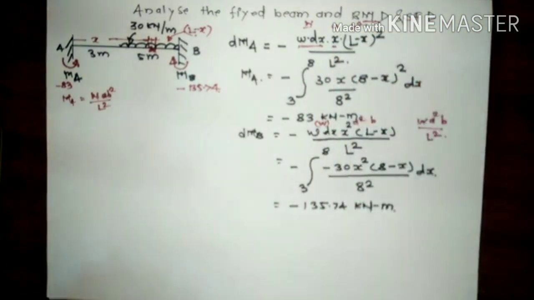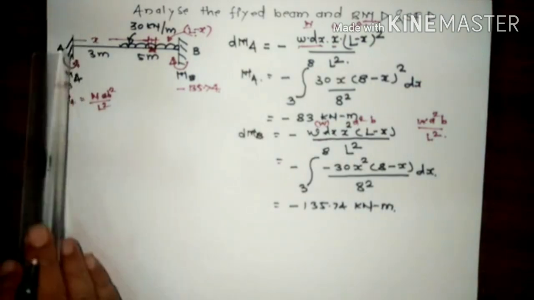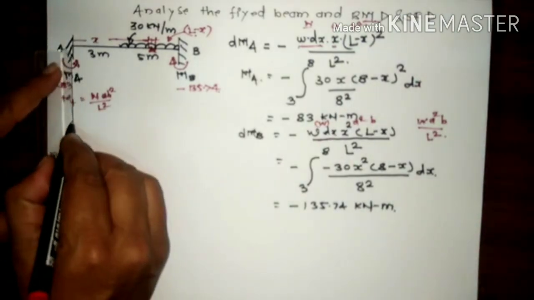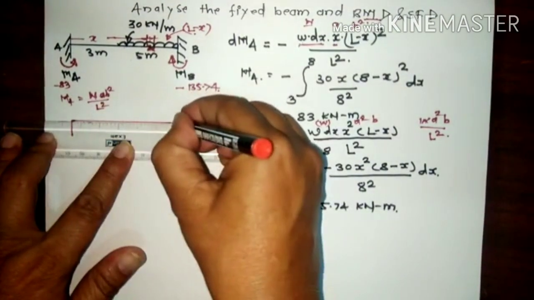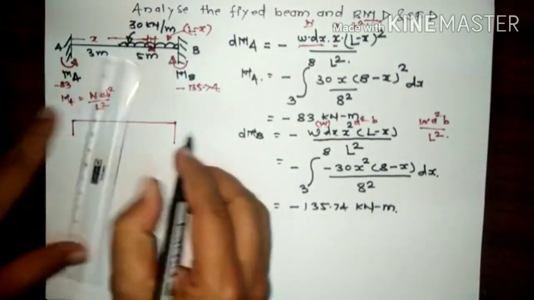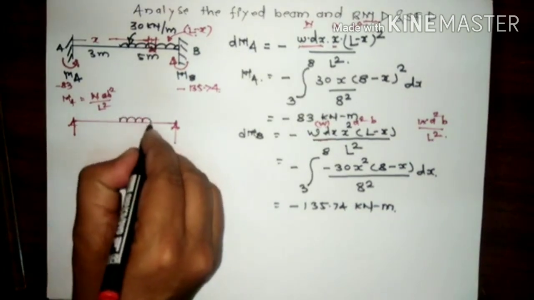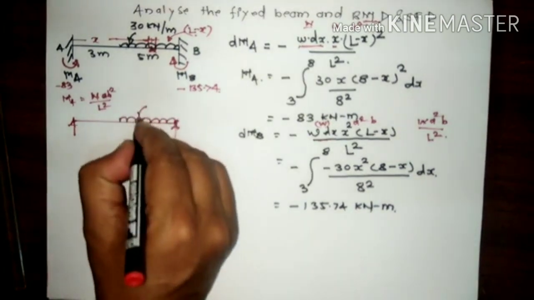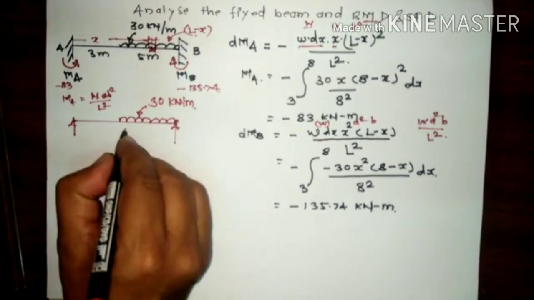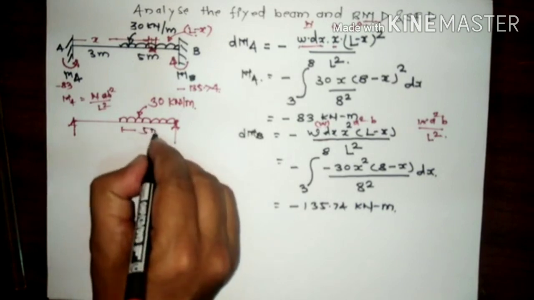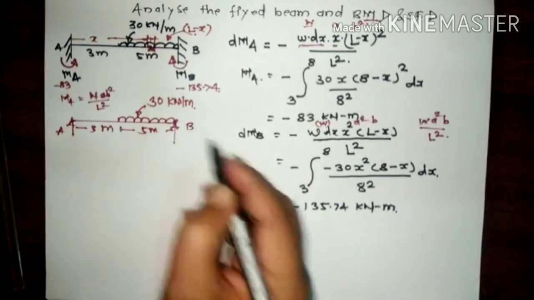Okay. Now our aim is to draw this BMD. For the BMD, we have to first draw the free bending moment diagram. That is, consider the beam is simply supported like this. Consider the beam as simply supported, and the distance is 5 meter, and this is 3 meter. This is A, this is B.